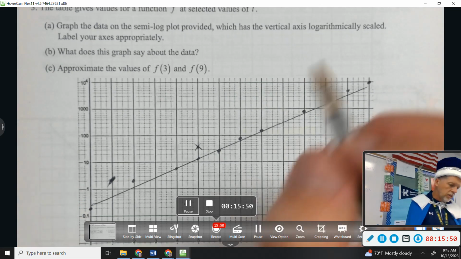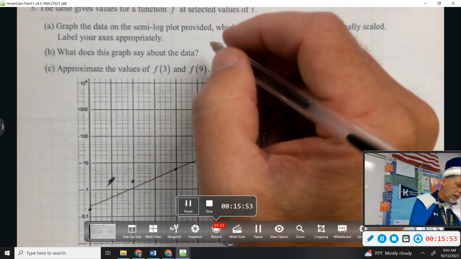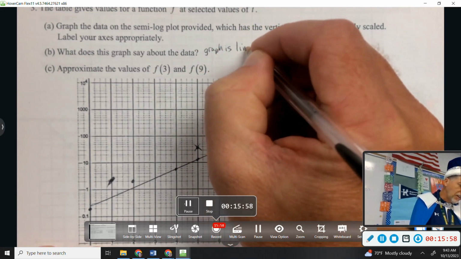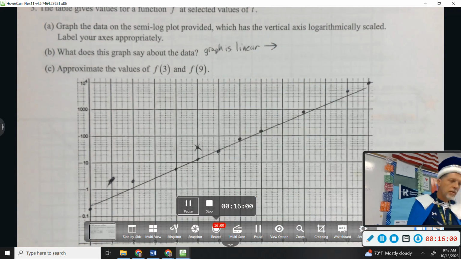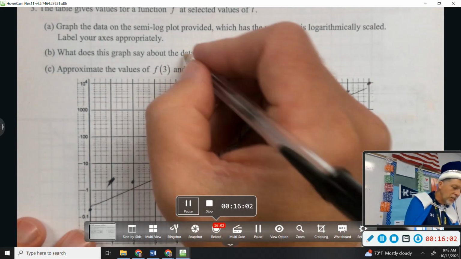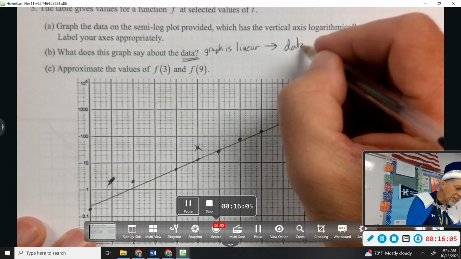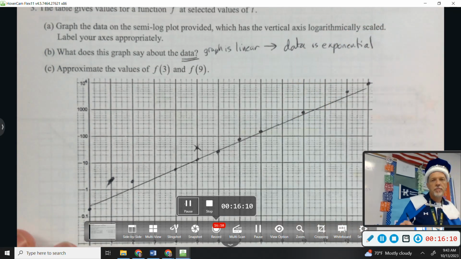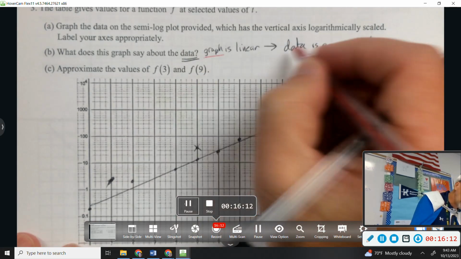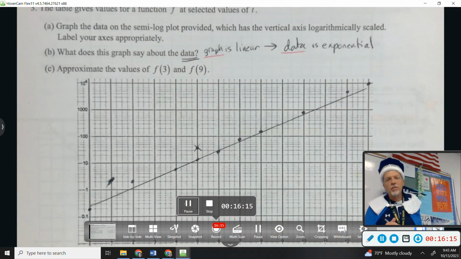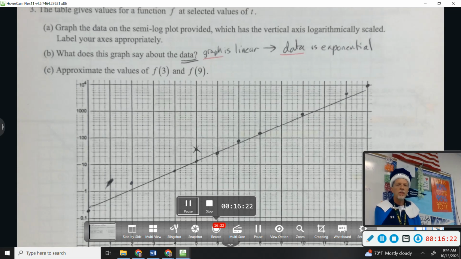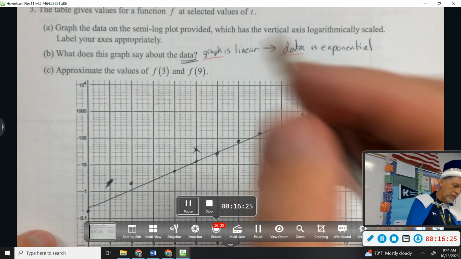What does this graph say about the data? Well, I'm going to say it this way. The graph is linear, but it's a semi-log graph. So what does it say about the data? The data is exponential. So be super careful about linear versus exponential. The graph, yes, that's linear. But it's linear because the data was exponential. And then approximate the value of f of 3.